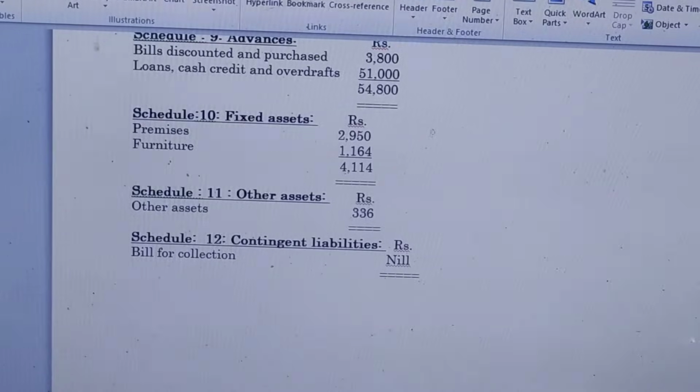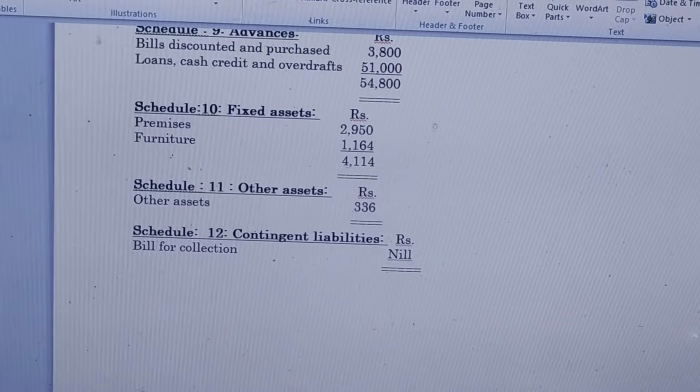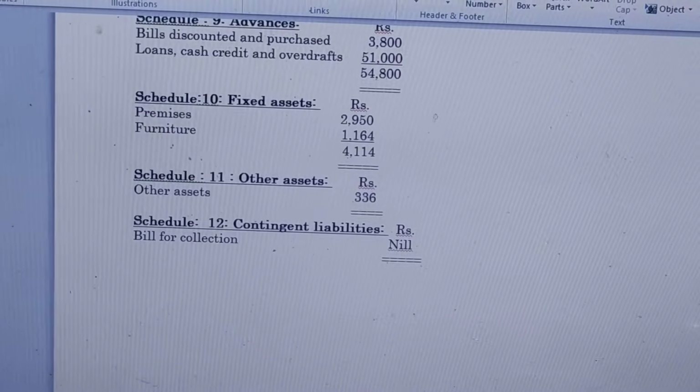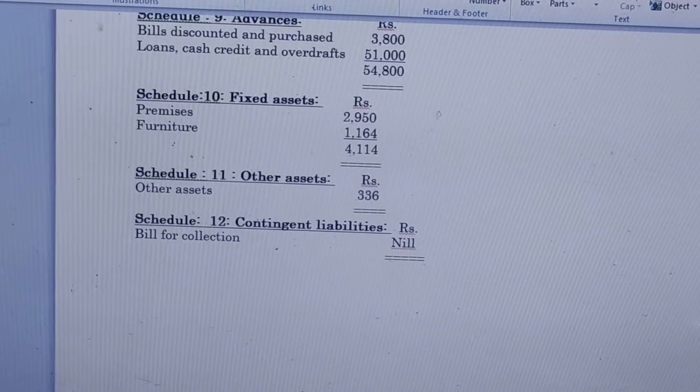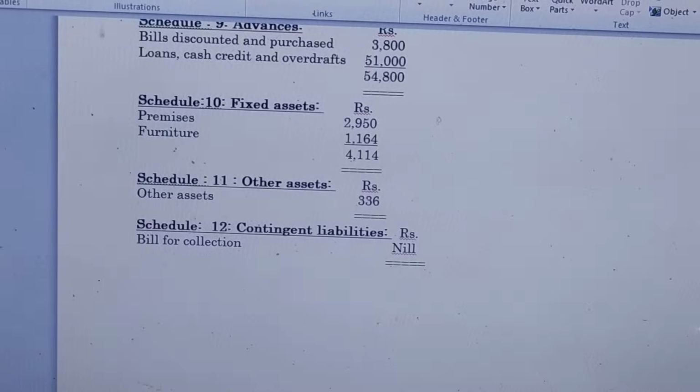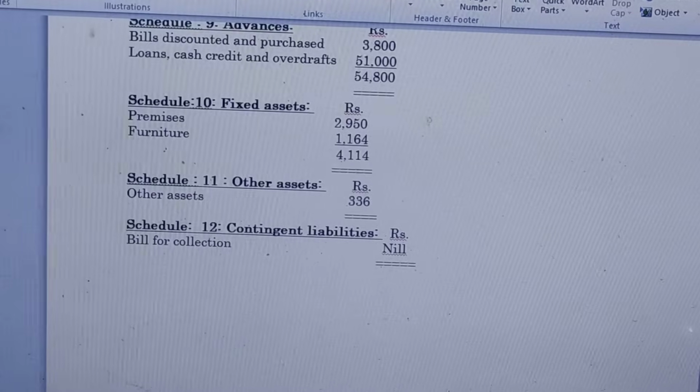Under schedule number 12, bills for collection, no amount is in question, so that is why we need not mention any amount in it. That is called a nil.